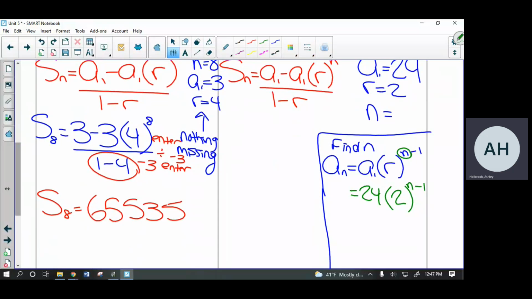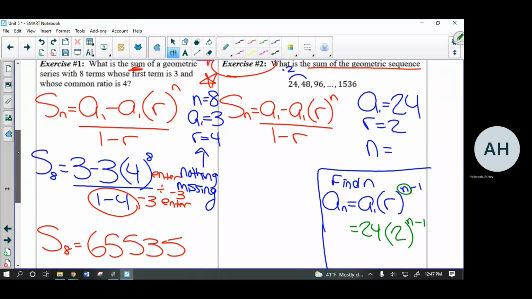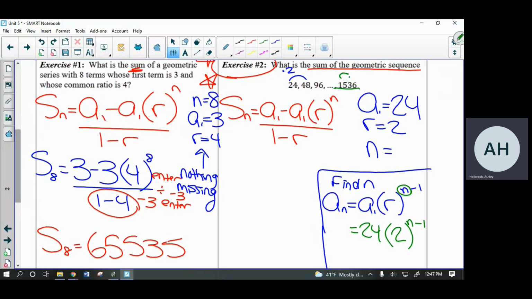And what does AN represent? 1,500. Which is my what? What term? Last term. AN means last term, so I go up to my sequence. This is my last term, so that's AN. And I'm going to plug that in for AN right here. So 1, 5, 3, 6.